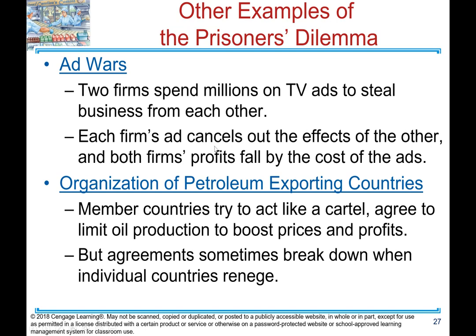Each firm's ad cancels out the effects of the other, and both firms' profits fall by the cost of advertising. Another Nash equilibrium: the Organization of Petroleum Exporting Countries, or OPEC. Member countries try to act like a cartel, agreeing to limit oil production to boost prices and profits. But what happens? Agreements sometimes break down and individual countries renege. Self-interest takes over, and again the dominant strategy is not what they really wanted.